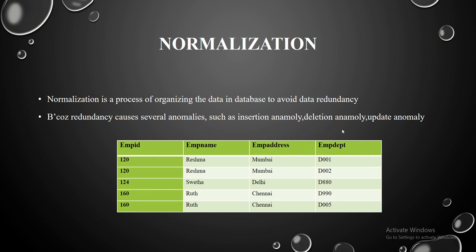And updation anomalies, for example, if Reshma's address changed, okay, so we need to change her address in one row. Now we need to update it in this department also. Wherever Reshma's details are found, we need to update all the rows also. That is called updation anomalies. Okay, so to overcome these problems, insertion anomalies, deletion anomalies, and updation anomalies, we need to perform normalization.